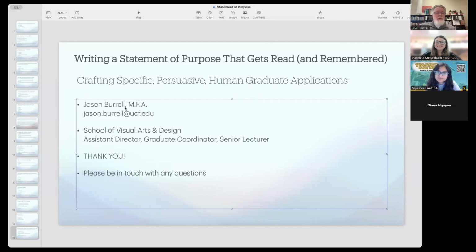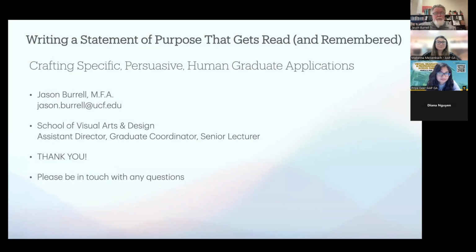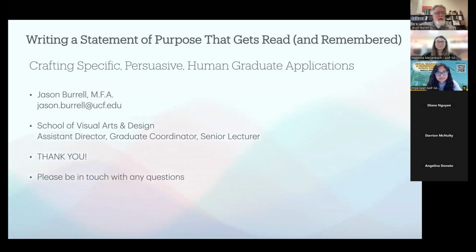I've got a slideshow, of course, boring, boring, but it's got words in it, and I know some people are visual learners or textual learners, so seeing things can be helpful. So this is my information. I invite you all to email me at jason.burrell@ucf.edu with any follow-up questions, and we can go from there.